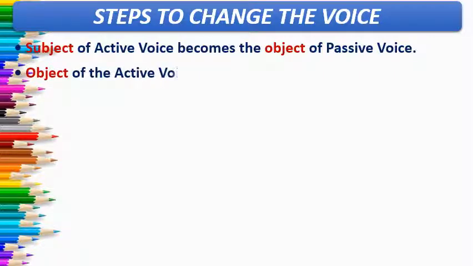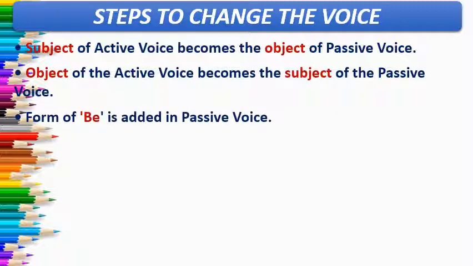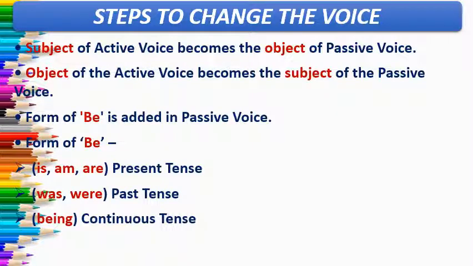Number two rule is the object of the active voice becomes the subject of the passive voice, as I have explained in the example. Number three rule is a form of be is added in passive voice. So the forms of be are: am, is, are, that is present tense; was, were, that is past tense; being, that is continuous tense; and been, that is perfect tense. How this form of be will be added in passive voice will be explained to you in the tense chart.